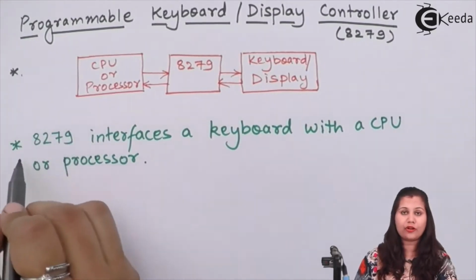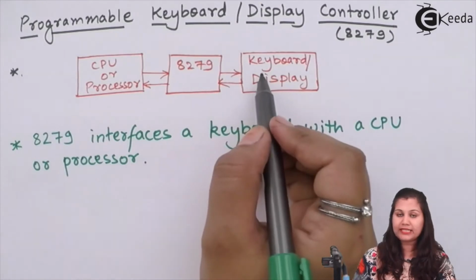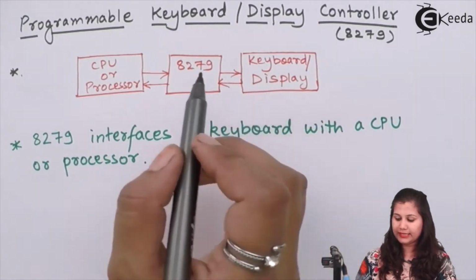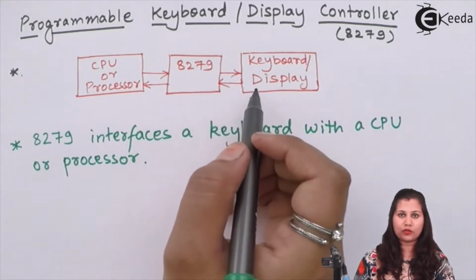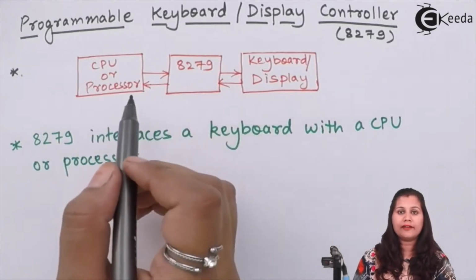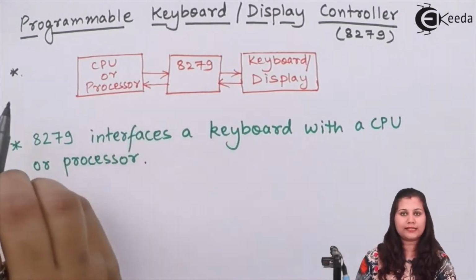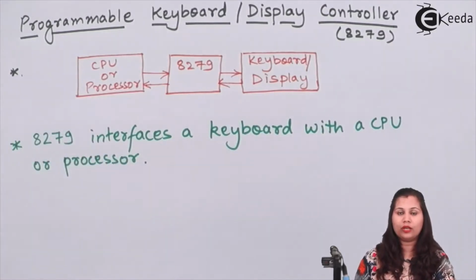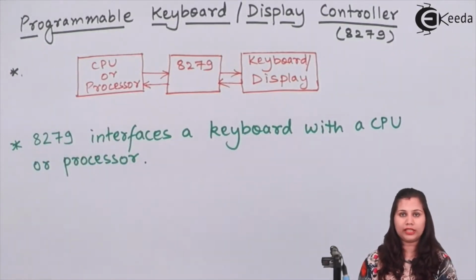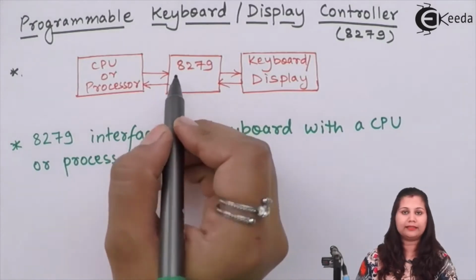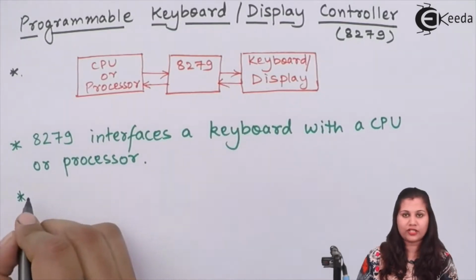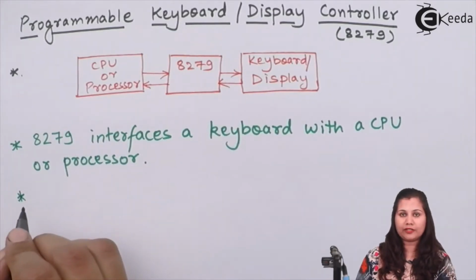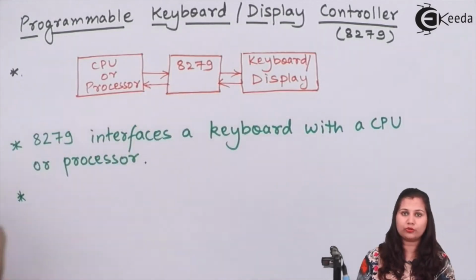Now what is the function of this 8279? Whenever any key is pressed on the keyboard, the 8279 will scan which key is pressed, and it will transfer the relative response of that key to the CPU. So the CPU will get to know that this key has been pressed on the keyboard, and the function which the CPU has to perform will be given to it by the 8279. So the 8279 scans the keyboard and checks if any key is pressed, and if so, it transfers the response to the CPU.